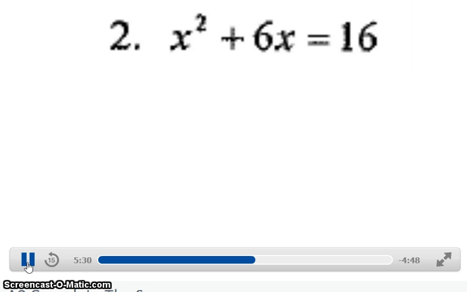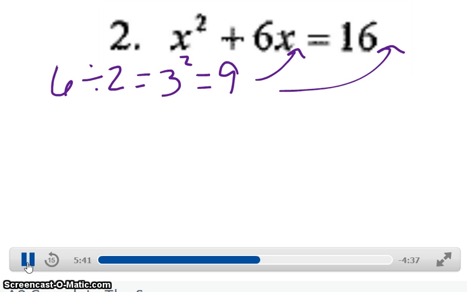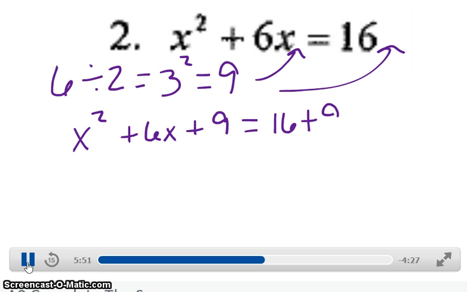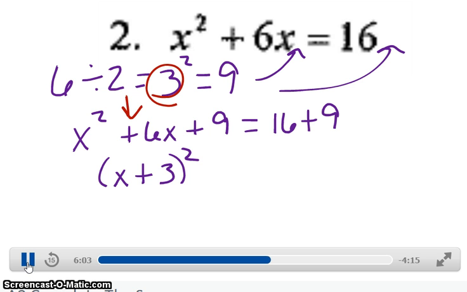Make sure your constant's by itself. Take the number in front of x, divide it by 2, you get 3. Square it, you get 9. Add it to both sides. X squared plus 6x plus 9 equals 16 plus 9. Rewrite x plus 3 quantity squared. It's plus because they had a plus. It's 3 because that's what I squared. Equals 16 plus 9 is 25.